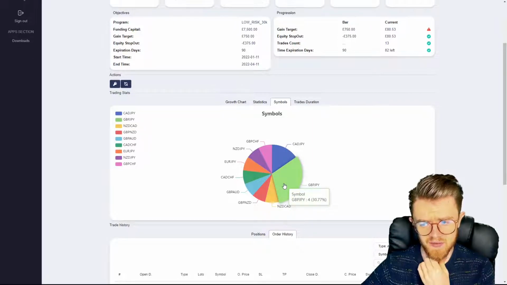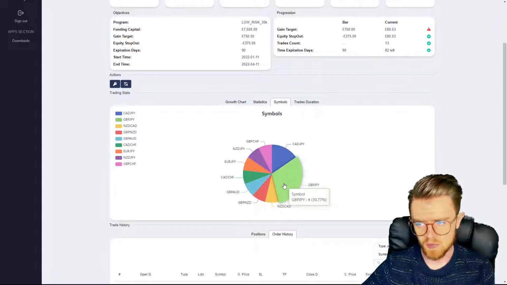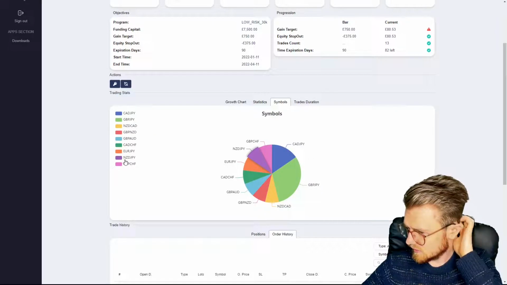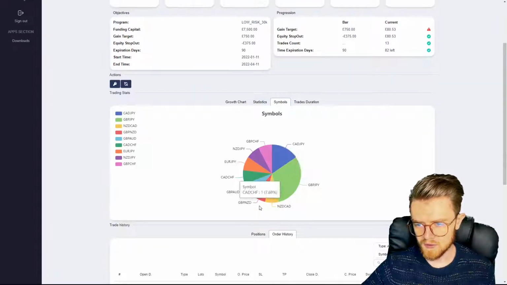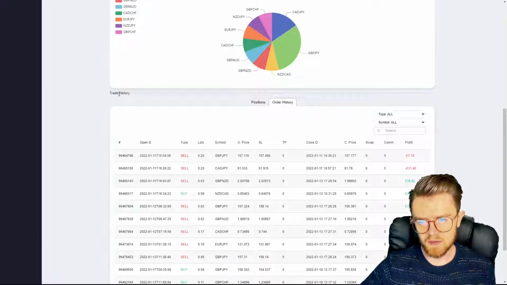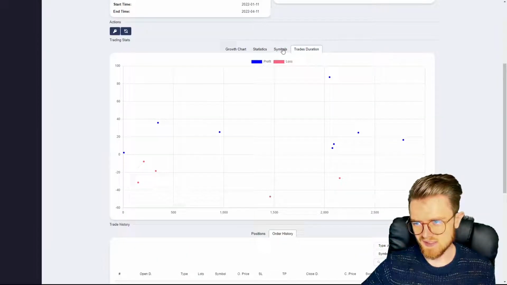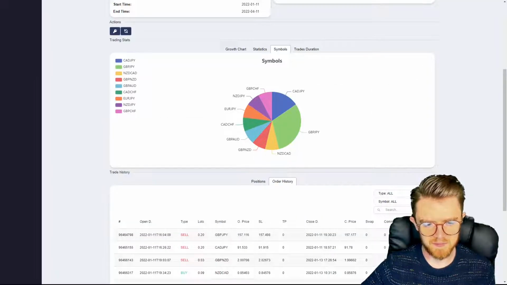So we can see here that this trader has traded mostly GBP JPY, accounting for 30.77%, but the trader has used a few other instruments, all within Forex. Now, you've got trade duration, which, as I said, traders don't need to concern themselves too much with that tab, basically.